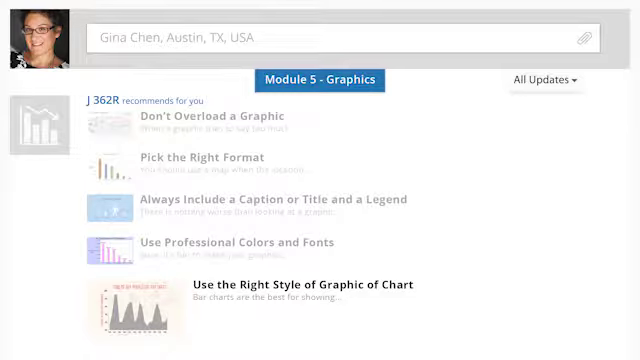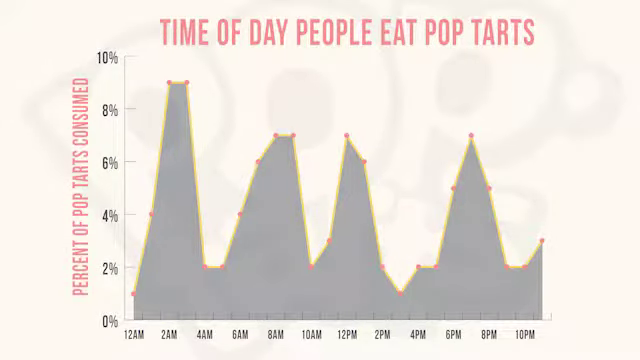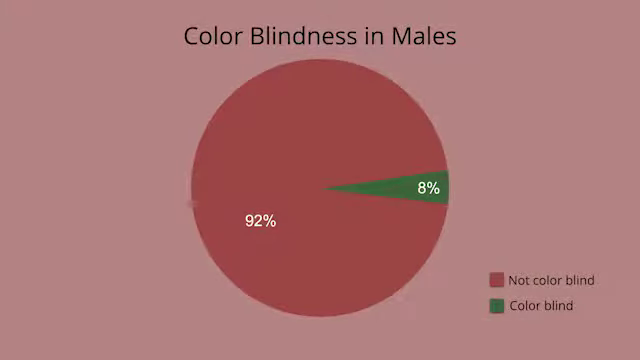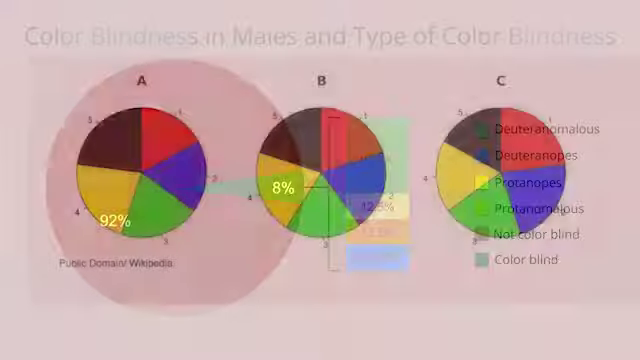Tip number 5, use the right style graphic or chart. Bar charts are best for showing differences between groups. Line graphs are better for showing how something has changed over time. Pie charts, in general, should be avoided. They either state the obvious, such as this pie chart of colorblind versus non-colorblind men, or they offer complex information in a way that is hard to understand.